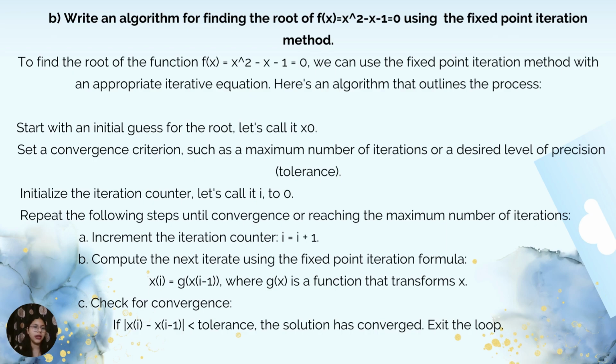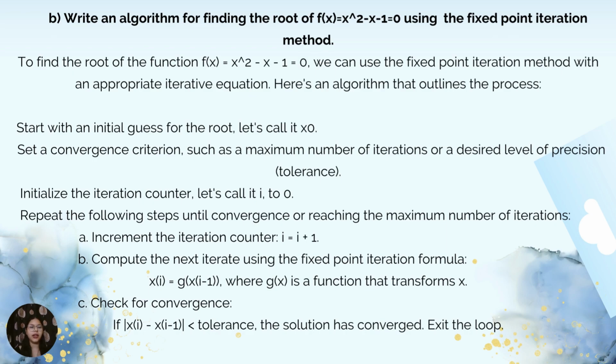First, start with an initial guess for the root. Let's call it x0. Set a convergence criterion, such as a maximum number of iterations or a desired level of precision, that is called tolerance. Initialize the iteration counter, let's call it i, to 0. Repeat the following steps until convergence or reaching the maximum number of iterations.